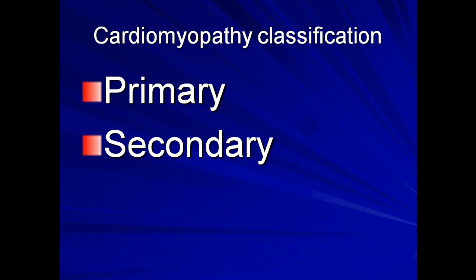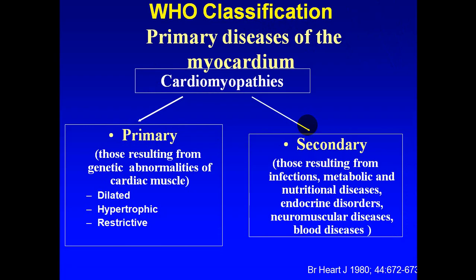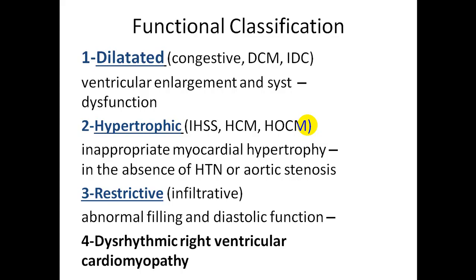WHO classified them as primary and secondary. Primary, as we said, is usually genetic, and is classified into three groups: dilated cardiomyopathy, hypertrophic cardiomyopathy, and restrictive cardiomyopathy. The secondary group has a lot of causes, some of them infection, metabolic, endocrine, and associated neuromuscular disease, and so on.